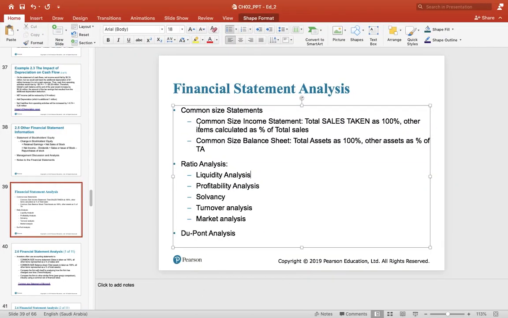We normally do three different analyses. One is common size statement, then ratio analysis, then extending the ratio analysis. This is called DuPont analysis. Basically a company called DuPont, as all of us know, first started this analysis. That's why we call this DuPont analysis.